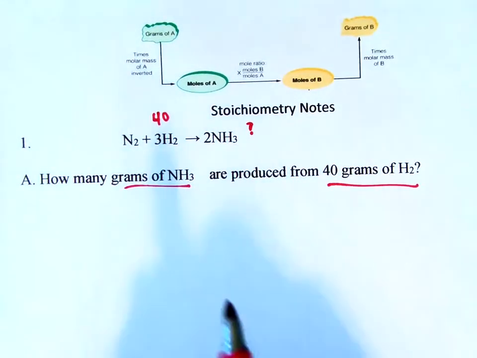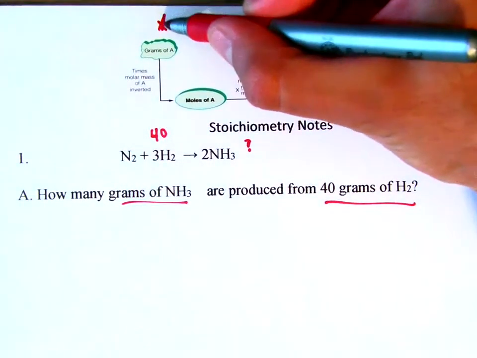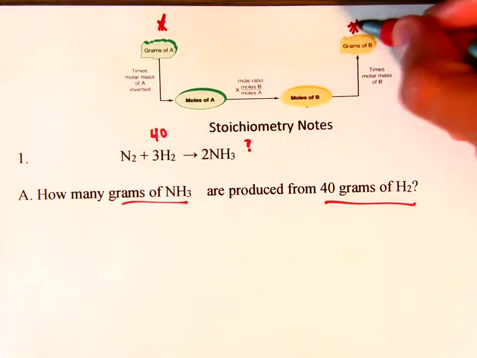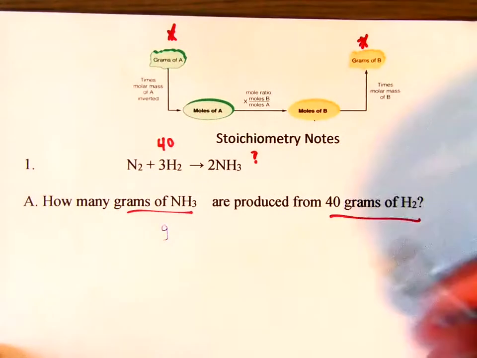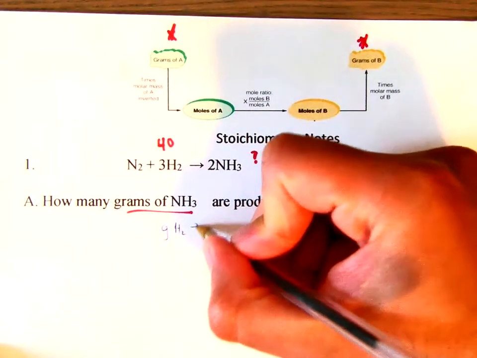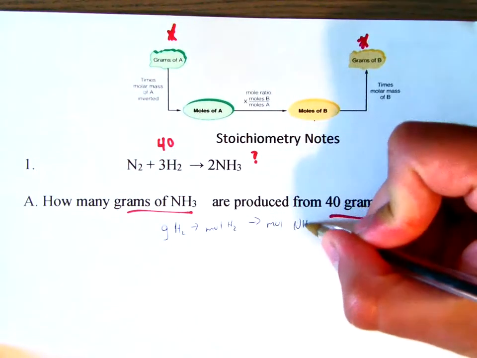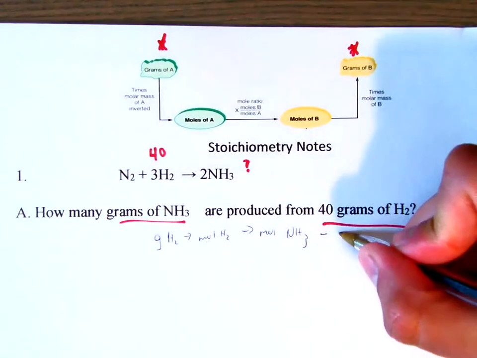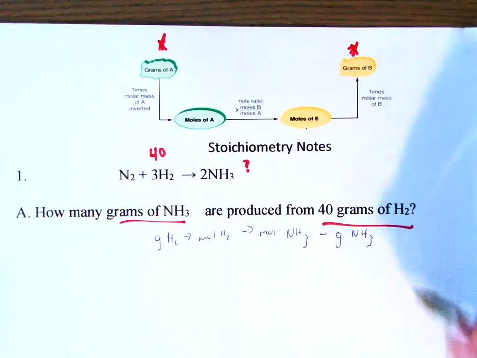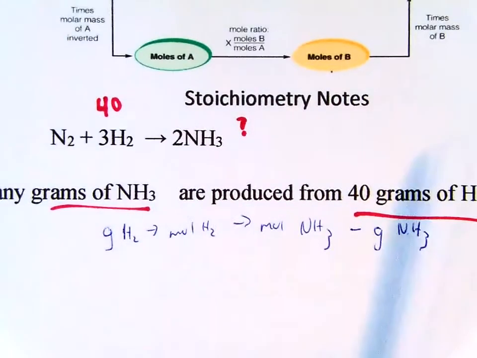Okay. So remember, we can't go from grams to grams. We have to take this pathway. We're at grams right now, and we have to take this entire pathway to get to here. In other words, I'm going from grams of H2 to moles of H2. Then I'm going to go from moles of H2 to moles of NH3, and finally to what I want, which is grams of NH3. So we're going to go through the steps on how to solve this.